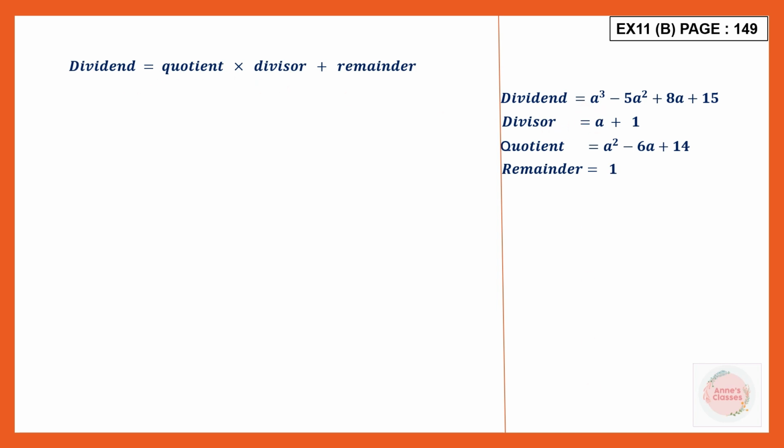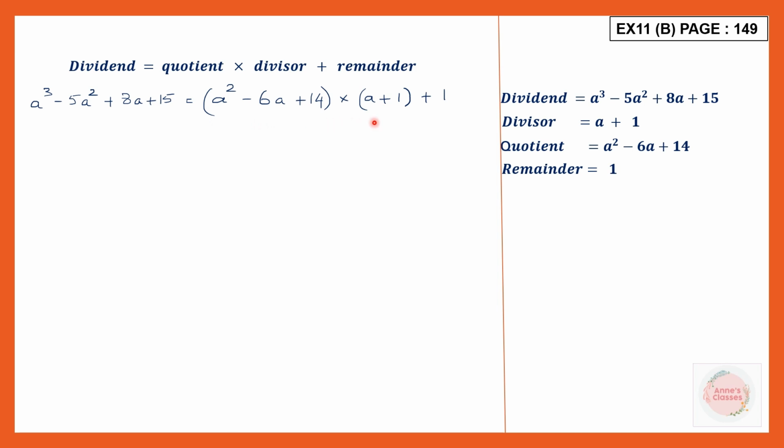It's already given to us. So that is a to the power of 3 minus 5a square plus 8a plus 15. This is already given to us. Quotient is what we found out, that is a square minus 6a plus 14 into, so I'm going to put this within brackets, into the divisor which is a plus 1 plus remainder. And what is the remainder? Remainder is 1. So now what we have to do is we leave this as it is.